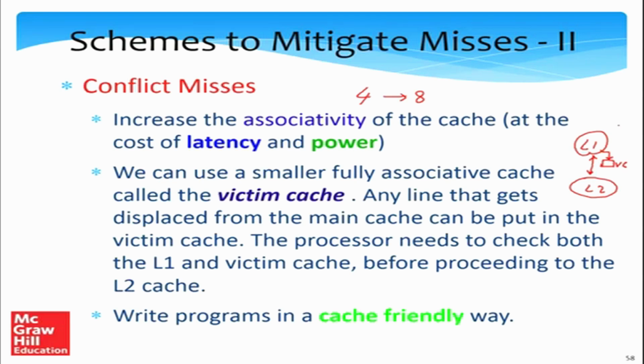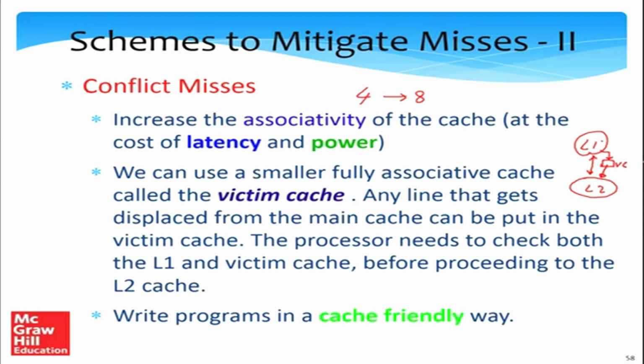Subsequently, any read access needs to check in both the L1 and the victim. And once the victim fills up, we can evict something from here and send it to L2. So there are certain advantages of the victim cache. I'll discuss this in the subsequent slides.